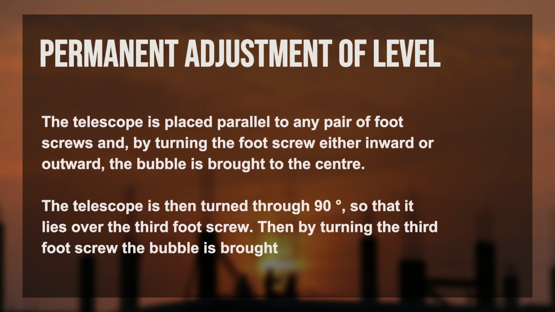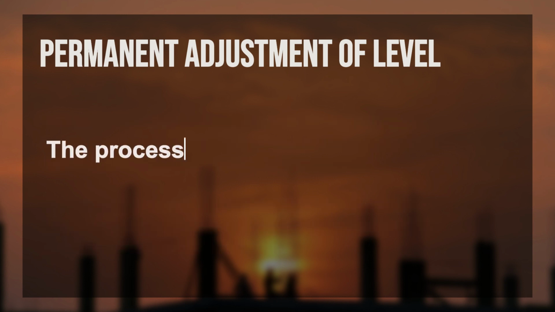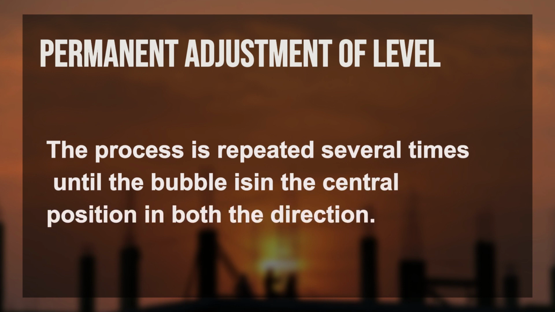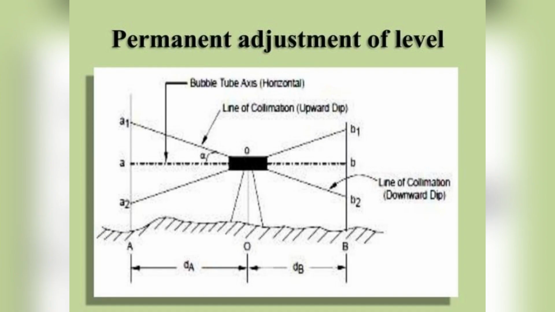The telescope is then turned through 90 degrees so that it lies over the third foot screw. Then by turning the third foot screw, the bubble is brought to the center. The process is repeated several times until the bubble is in the central position in both directions. This particular figure shows the procedure that we have just narrated.